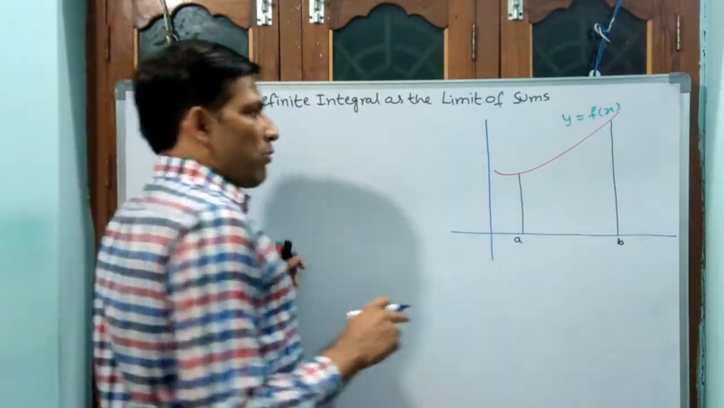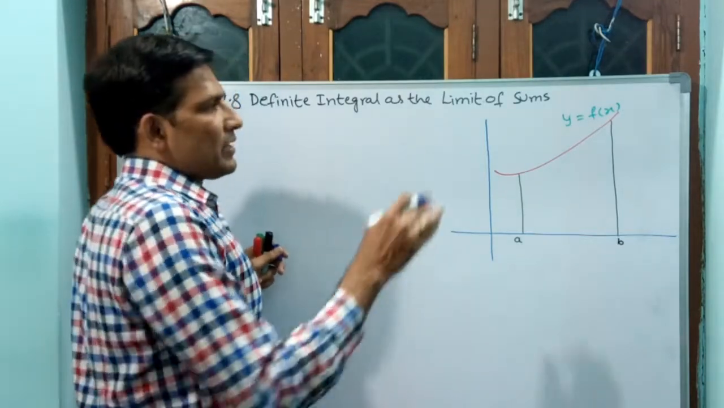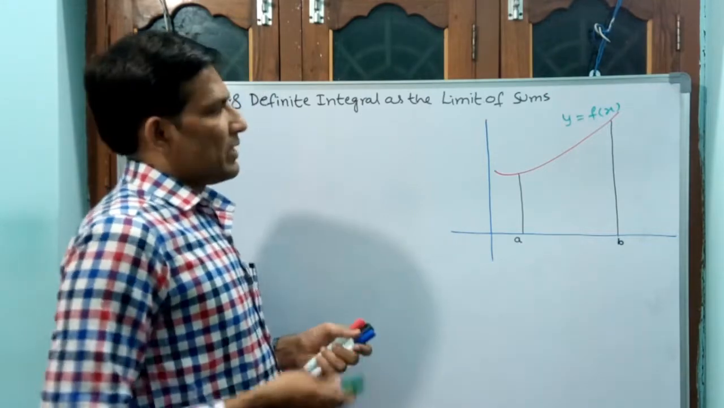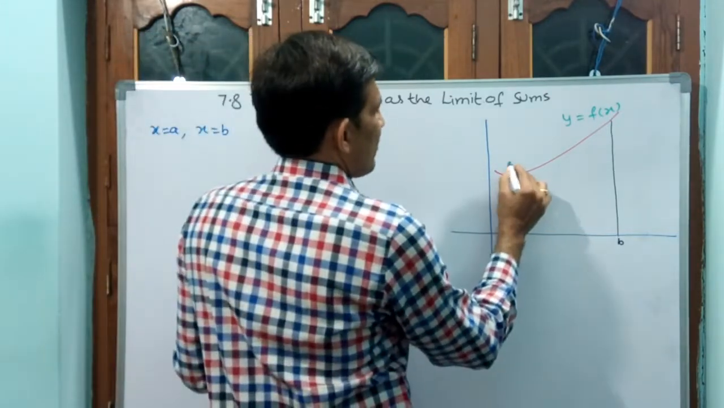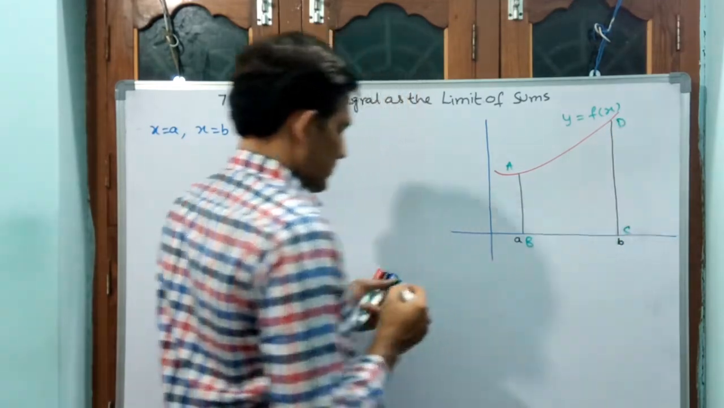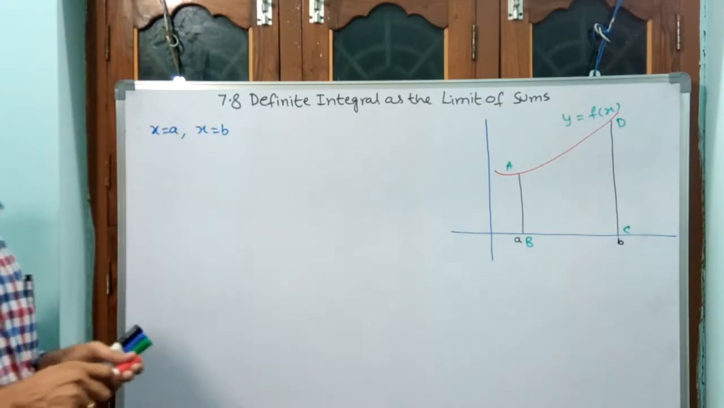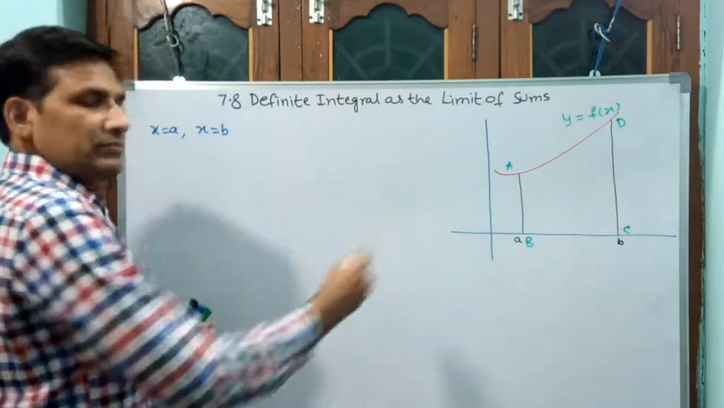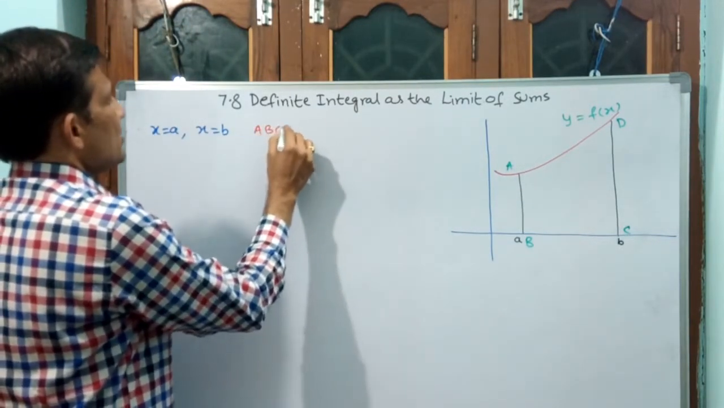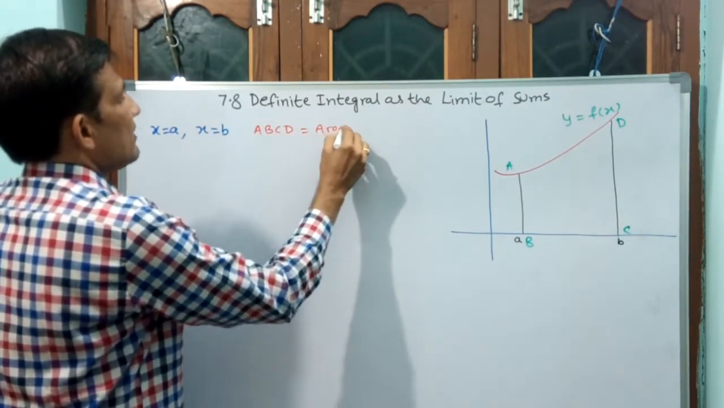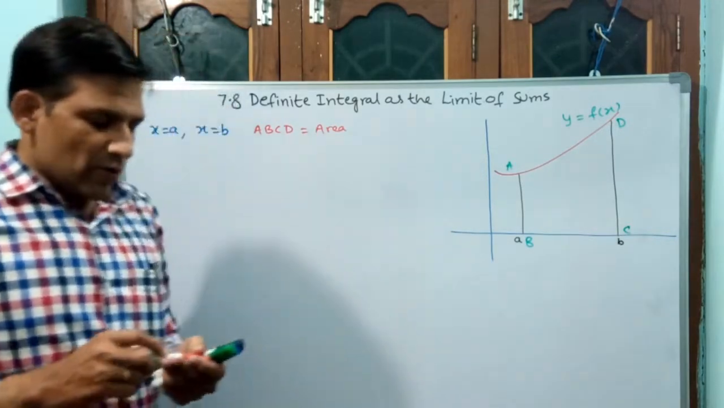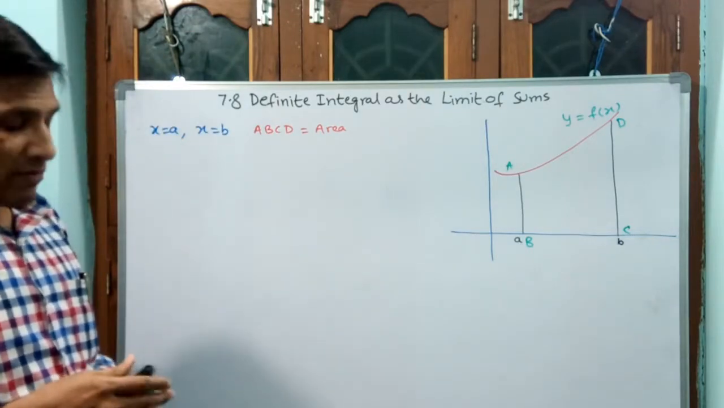Broadly, I am marking this curve with four letters: A, B, C, D. A, B, C, D is the area under the curve. This curve area we have to find, but how we are finding it, you observe carefully.